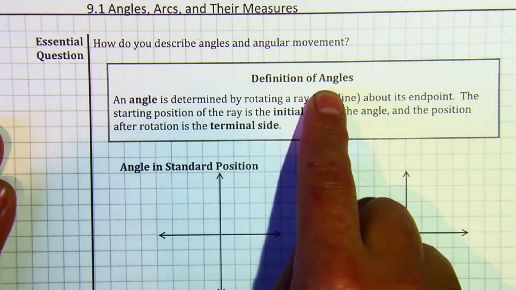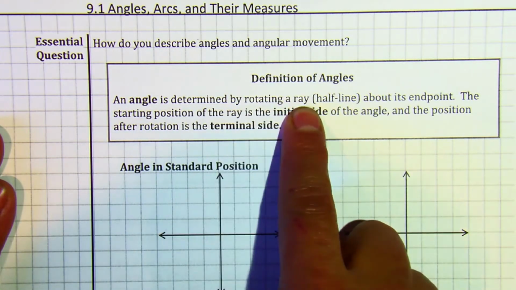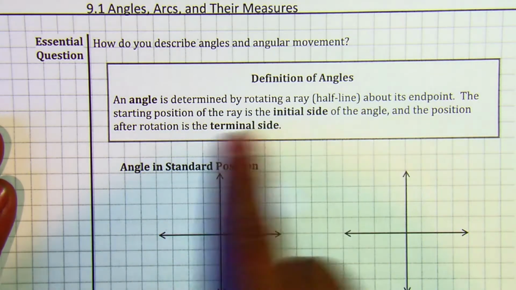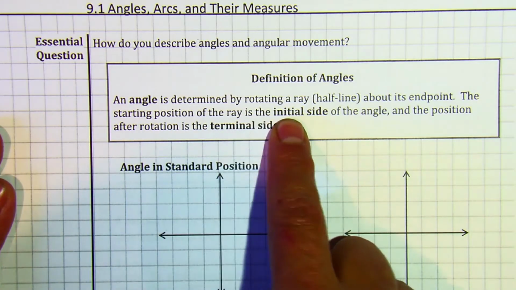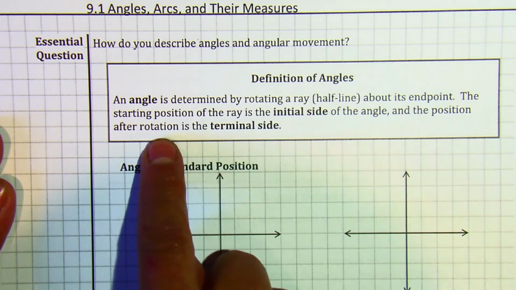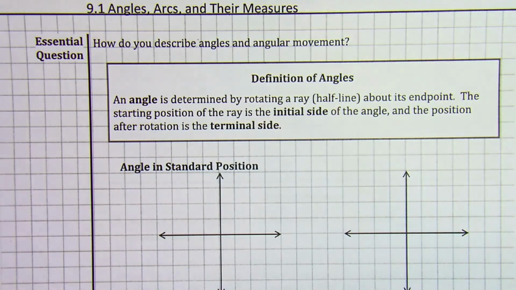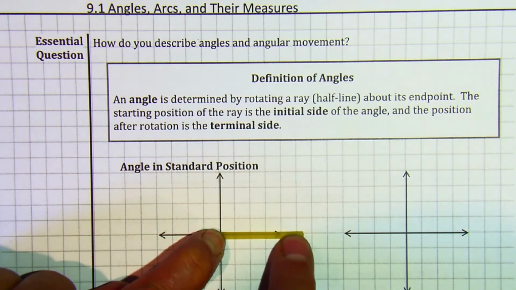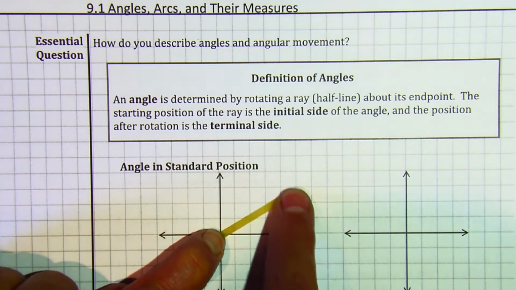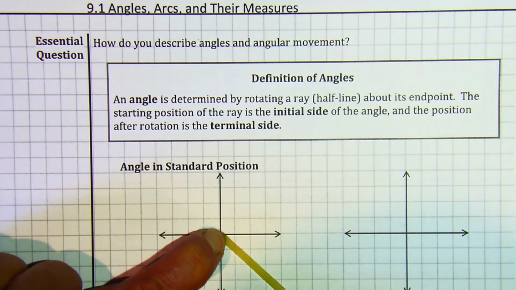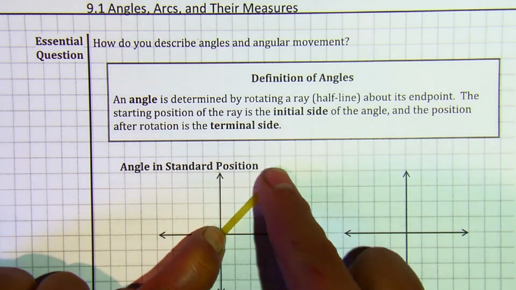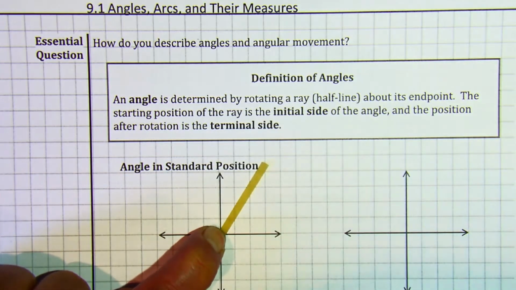So the definition of angles. An angle is determined by rotating a ray, half line, about its endpoint. The starting position of the ray is the initial side of the angle, and the position after the rotation is the terminal side. So therefore, we are going to have a ray that will be rotated, the half line will be rotated either up or down, and this is your initial side. Once we finish the rotation, will be your terminal side.